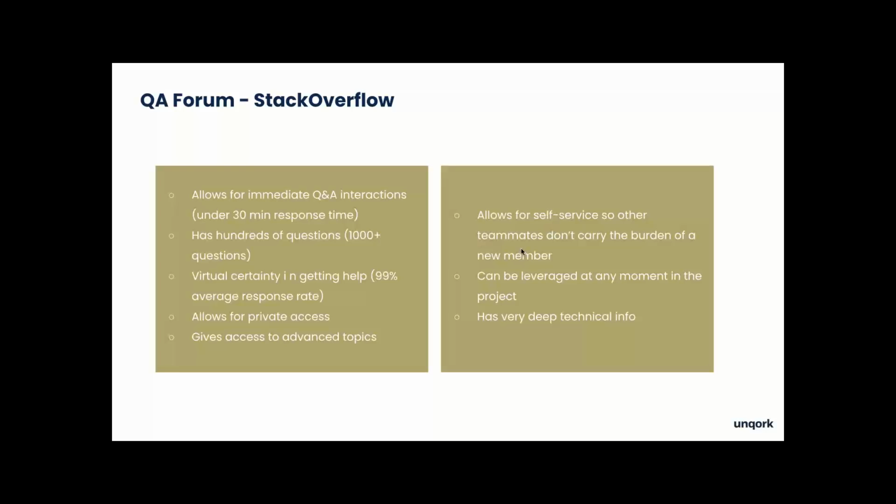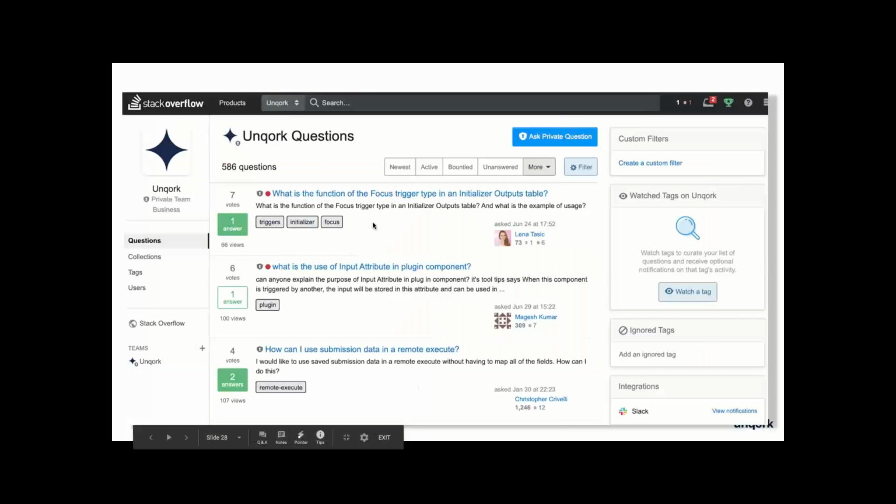We used to have a problem where we hired new configurators and they would essentially drag down the experienced configurators with all the questions they asked them. That went away because now they have a place to go. It can be leveraged at any moment and has very deeply technical information. This, by the way, is what Stack Overflow looks like for Unqork. It's super basic, very, very basic. So just a question on top and then an answer on the bottom.